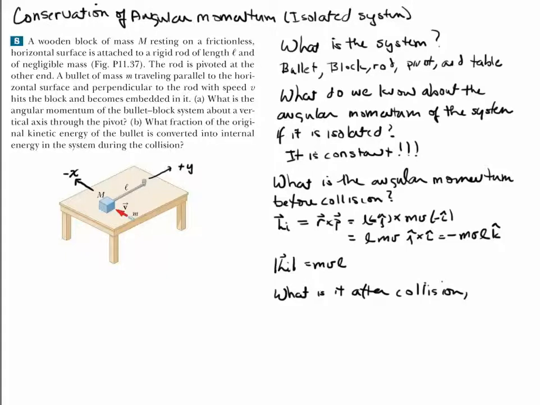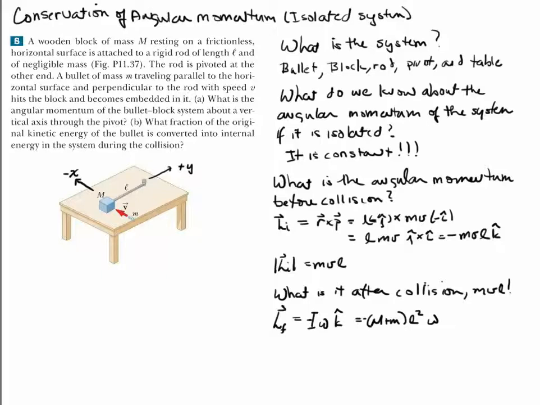What is it after collision? Well, what did we say? It's an isolated system, so the angular momentum remains what? Constant. So if it's constant and it's originally mvL, it's got to be the same afterwards. But we're going to have to write it in terms of the block bullet system now. And so mvL, but now the angular momentum of the block bullet embedded is given by minus I, the moment of inertia, omega k hat.